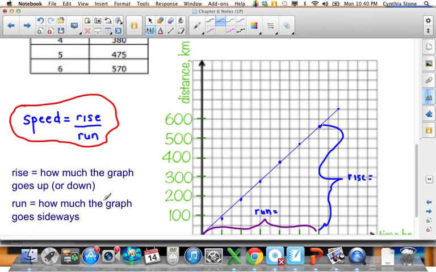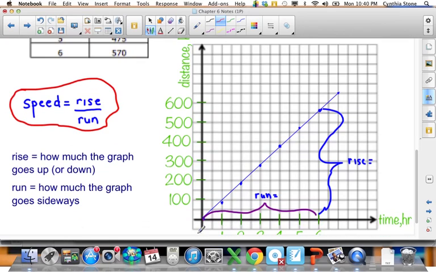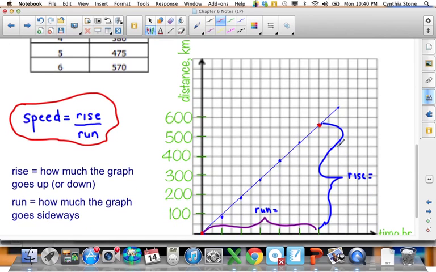Well, what is rise? Rise is how much the graph goes up or down. If it goes down, it's a negative number. In this case, it's going up, right? The graph starts here and it moves this way. It's going up. And the run is how much the graph goes sideways. So it's the horizontal. And how you do that, by the way, the rise doesn't have to be from the very first point to the very last point, but you could pick any 2 points and calculate the rise and run, but we're going to pick the very first and the very last point of data given.